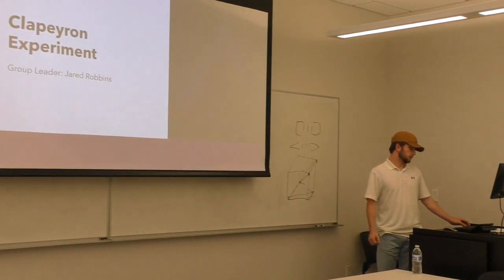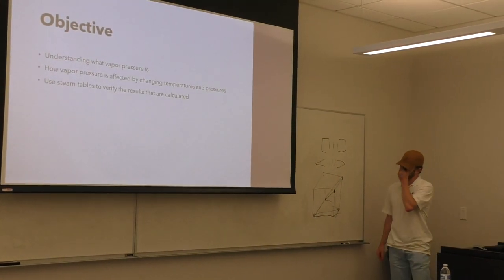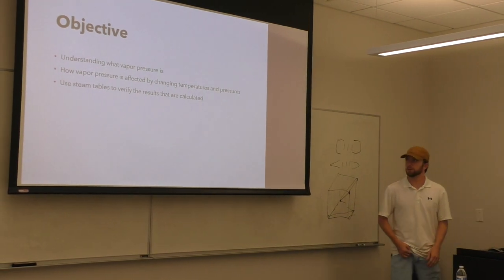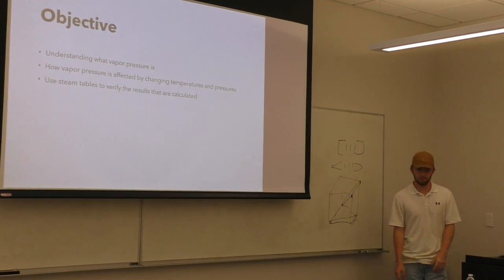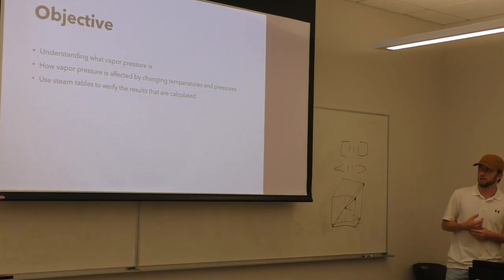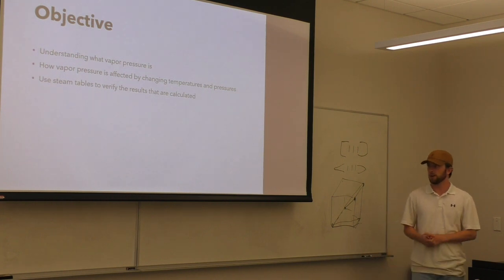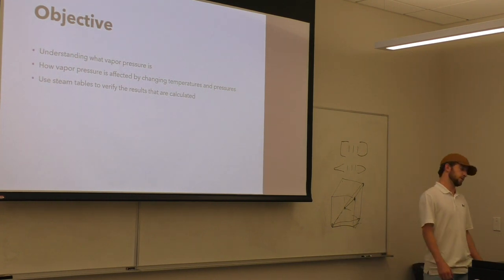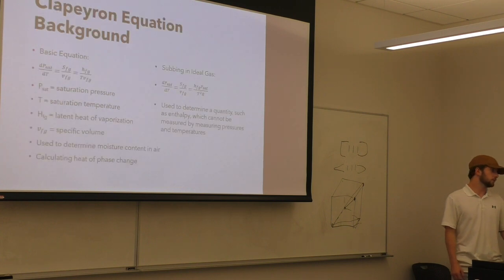So my name's Robbins, and I'm the group lead for the Clapeyron experiment next week. The objectives of this experiment are understanding what vapor pressure is, and I'll go over that on the next slide, how this vapor pressure is affected by changing temperatures and pressures inside of a vacuum, and then using some steam tables to verify that the sample calculations line up with what's actually happening.